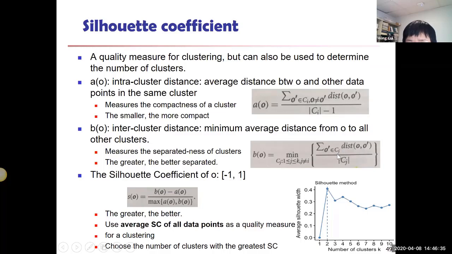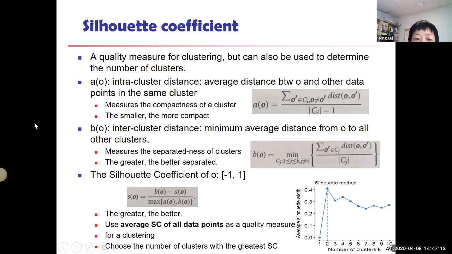So this C_j, j is not equal to i, and this o belongs to the cluster i. So this is an observation in C_i. So we find the minimum of those distances. So o to all other points in other clusters, find the minimum. So this measures the separateness of the clusters. The greater the value, the better the clusters are separated.